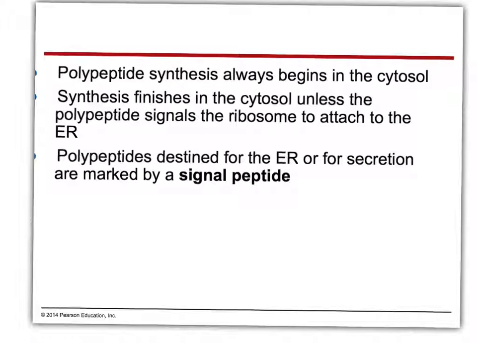Then from there, there's a signal peptide. There is a portion of the amino acid chain of the polypeptide that tells the ribosome this protein is going here or going there. When that occurs, the ribosome goes to the ER for secretion, and then it attaches and so on.